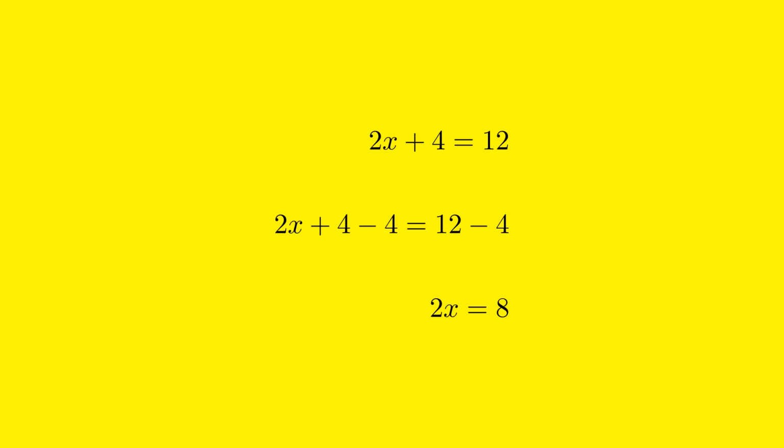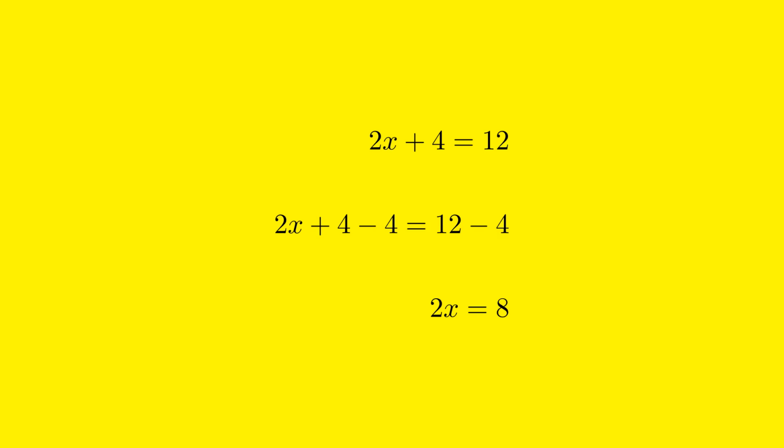To solve the equation 2x plus 4 equals 12, let's start by isolating the variable x. This means we want to get x by itself on one side of the equation. Right now, 2x has an extra 4 added to it. To remove this 4, we do the opposite operation, which is subtraction. So we subtract 4 from both sides of the equation to maintain equality.